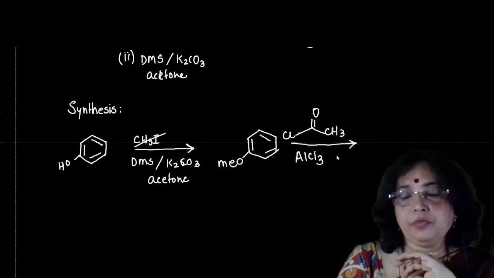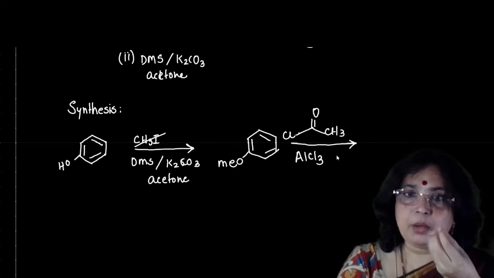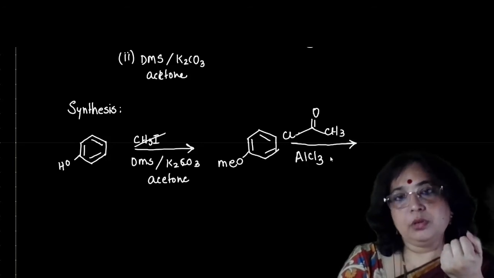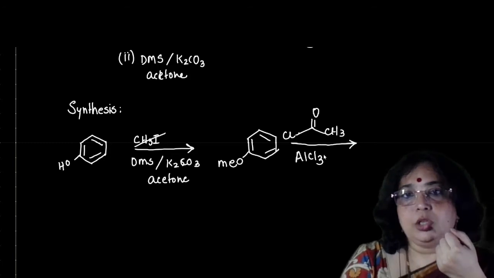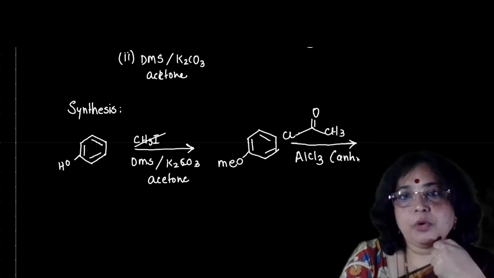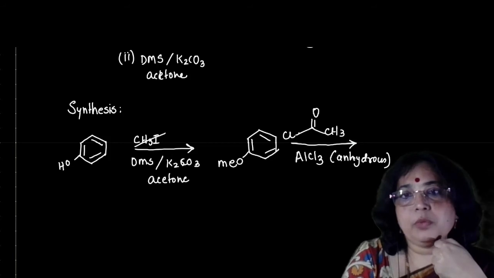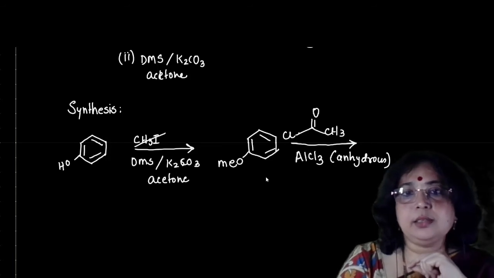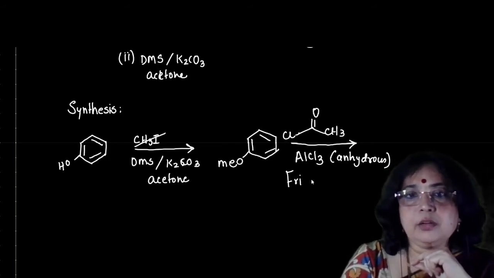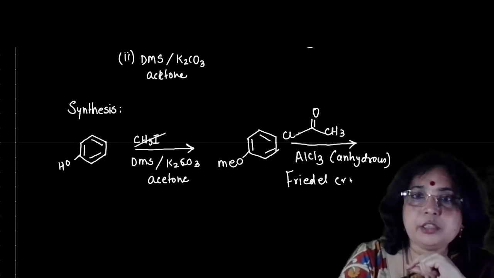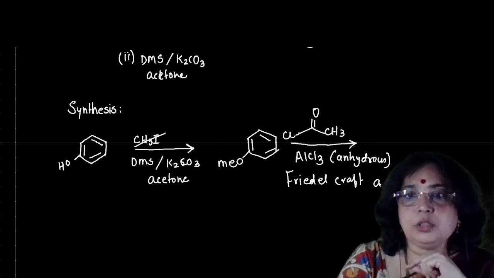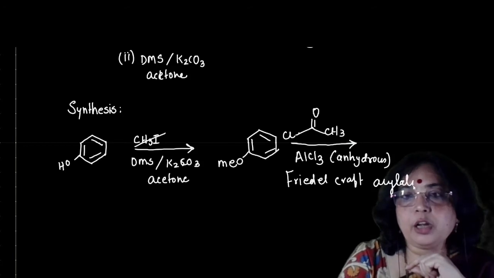This is a very important thing. If some amount of moisture is absorbed by the aluminum chloride, the reaction will not give you the desired product. So this condition is very important, that is the anhydrous aluminum chloride. I am using a Lewis acid as a catalyst, and since we are putting an acyl group, the reaction is Friedel-Crafts acylation.